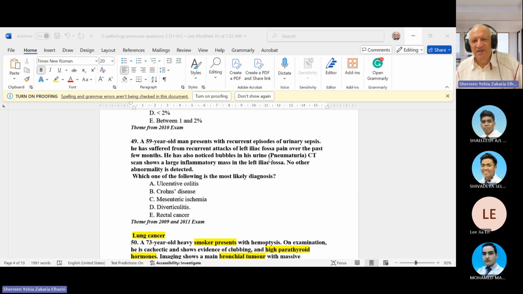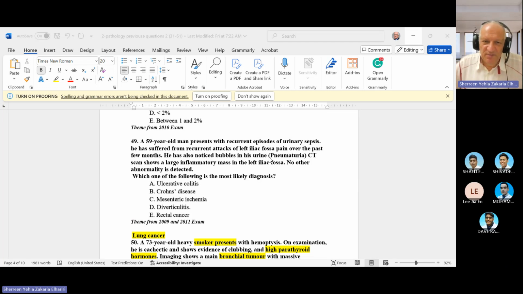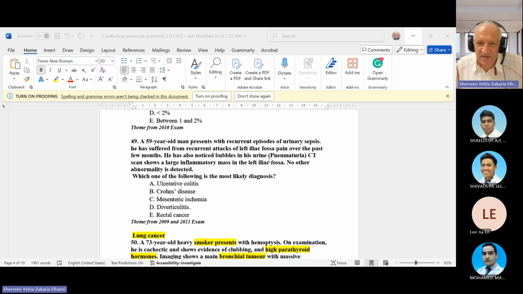CT shows a large inflammatory mass in the left iliac fossa. No other abnormality. What is the following diagnosis? So this patient has no loss of weight, it is not a cancer. It can occur in cancer, but in this patient, not cancer. And of course, they have a fistula between the colon and urinary bladder. And this fistula is due to inflammation because the patient has an inflammatory mass or tender mass in the left iliac fossa. So what could it be? Anyone? The patient has pneumaturia due to a mass in the left iliac fossa, and this mass is inflammatory. So what is your diagnosis?